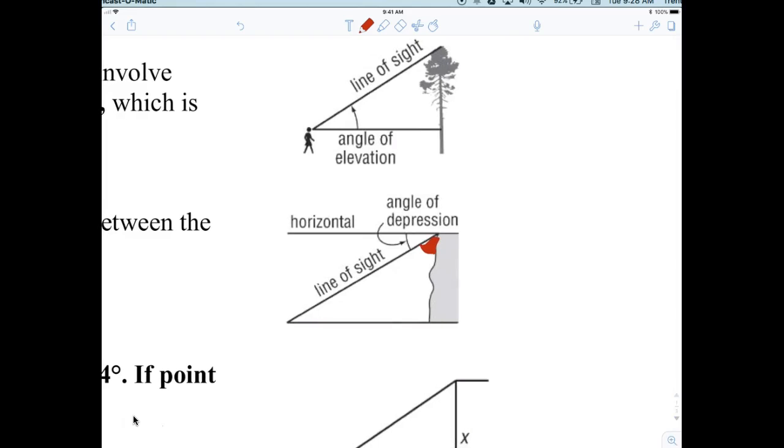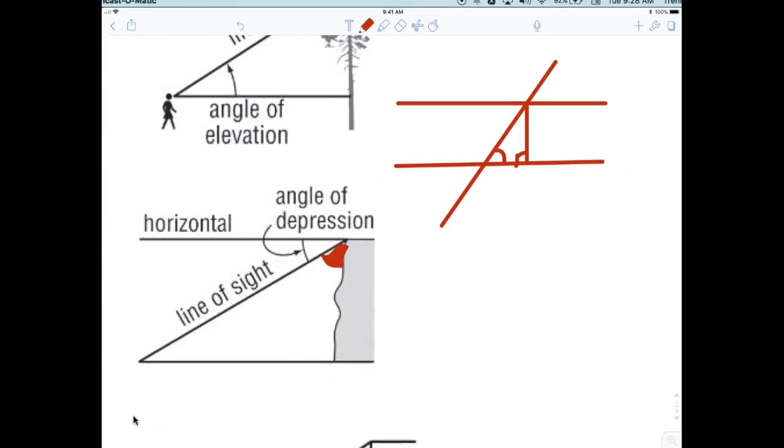It's because if you have two parallel lines cut by a transversal, and you were looking at the right angle, it kind of makes sense that this angle of elevation is always going to equal the angle of what? Depression. Because they're alternate interior angles. So listen to what I just said now. Make sure you understand that.